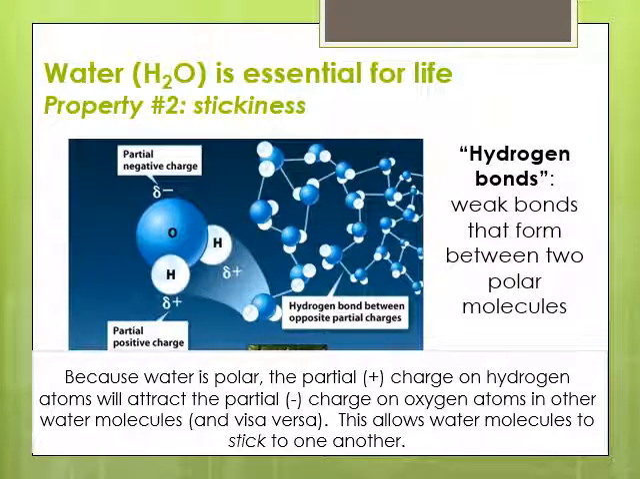The second property that makes water essential for life is what we refer to as stickiness. So again, we've got our polar molecule, we've got these hydrogen bonds between opposite partial charges. So we talked about covalent bonds before. Hydrogen bonds are basically really weak bonds that form between two polar molecules. So if we've got two molecules of water, two molecules of H2O, if we want to bond them together, they'll be bonded by hydrogen bonds, which are really weak, which means that they can break and form over and over again really, really easily.